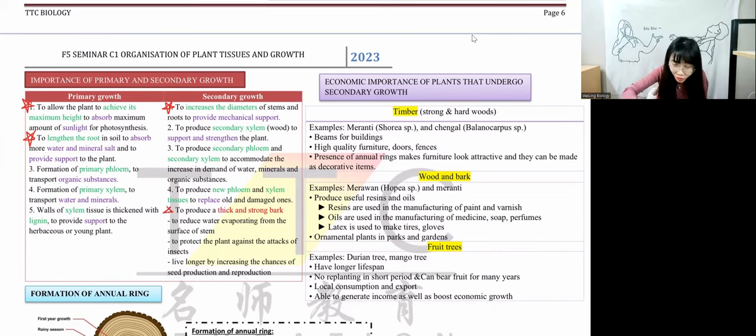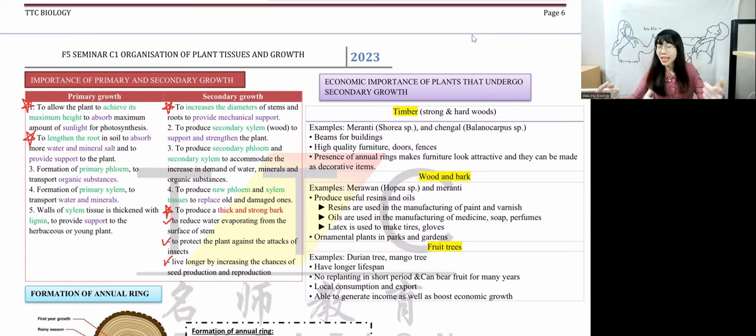We have to say they produce thick and strong bark. They are able to reduce water loss. They are able to protect the plants against pathogen invasion or insects invasion. They can live longer because they can have more chances to produce more seed. So usually they don't really ask you what is the importance towards the plants. Most of the time they will ask you what is the importance of the plant undergoing secondary growth to human.